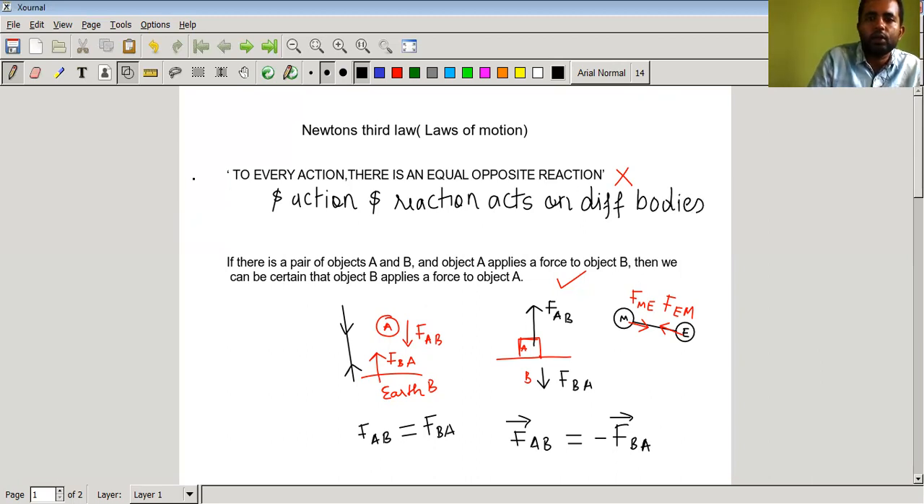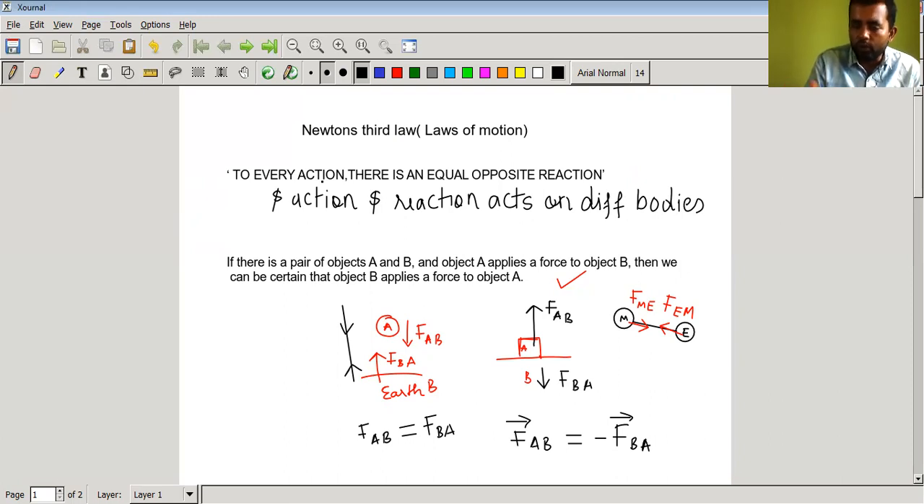Now if I take the whole thing, then this becomes correct. Okay, now the whole thing is correct. Here, action and reaction are nothing but forces. To every force there is an equal and opposite force, and they act on different bodies. Okay, so action and reaction.